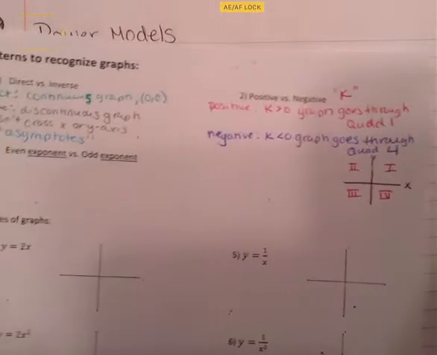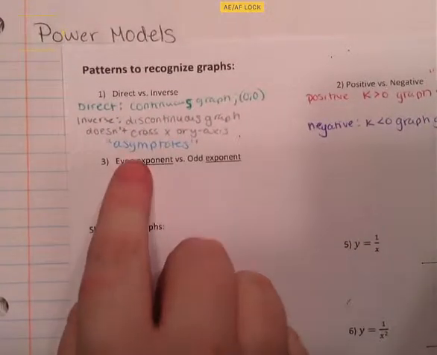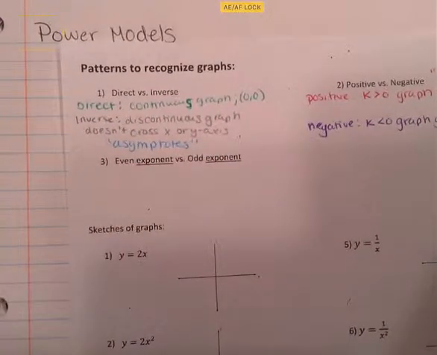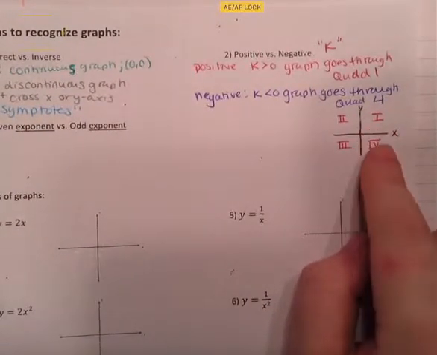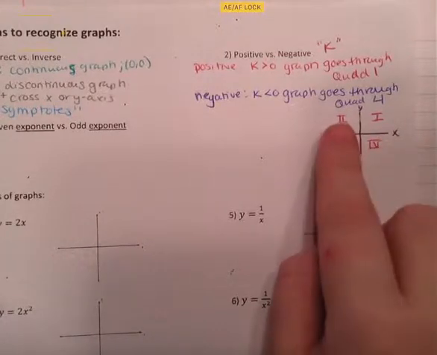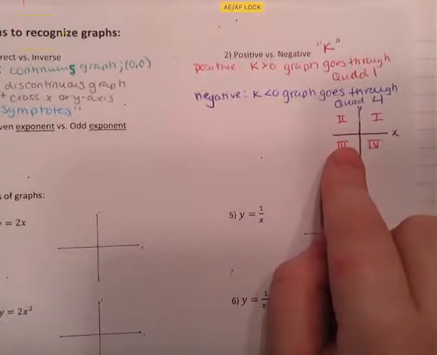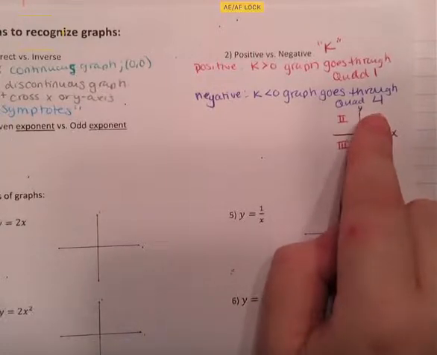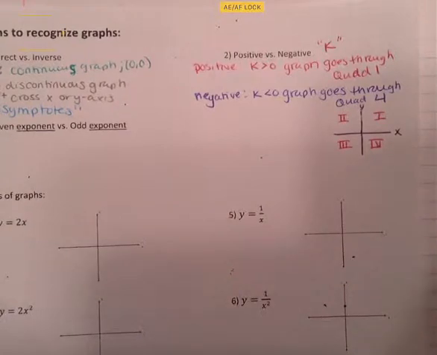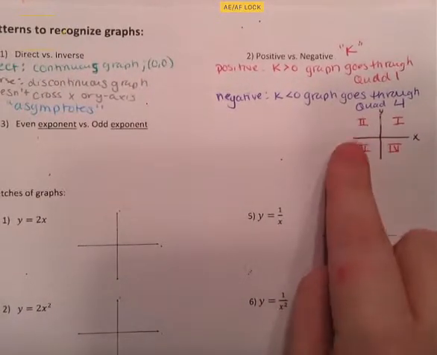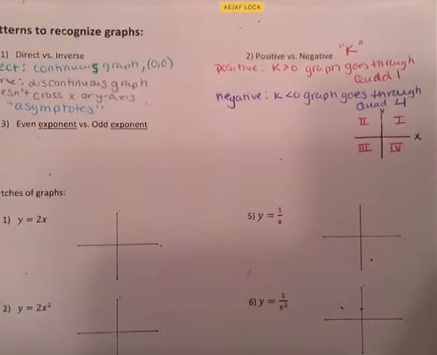The last thing we look for is whether we have an even exponent or an odd exponent. The reason we look for this is to tell us the other half of the graph. We already know the first half is either going to be in quadrant 1 or quadrant 4, so we need to know whether the rest of the graph will be in quadrant 2 or quadrant 3. For it to be a function, it can't be in 1 and 4 because it wouldn't pass the vertical line test. So we need to make sure this half of the graph is covered as well.